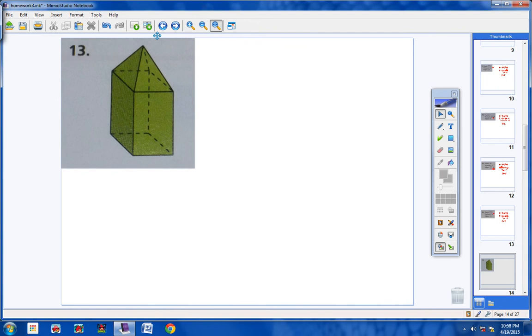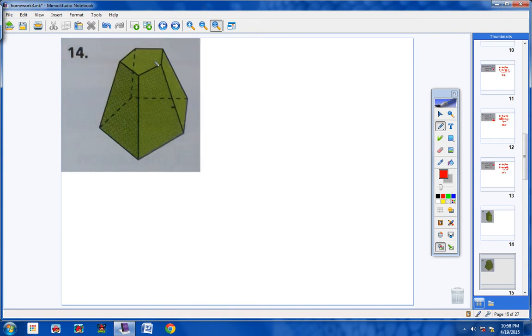State whether the solid is a polyhedron. Explain why or why not. Well, students, this is definitely a polyhedron. Guys, look at every single face on this thing. It's a triangle, or it's a rectangle, or it's a square. Every single face is a polygon. So if all the faces are polygons, then we definitely have a polyhedron. So yes, this is a polyhedron.